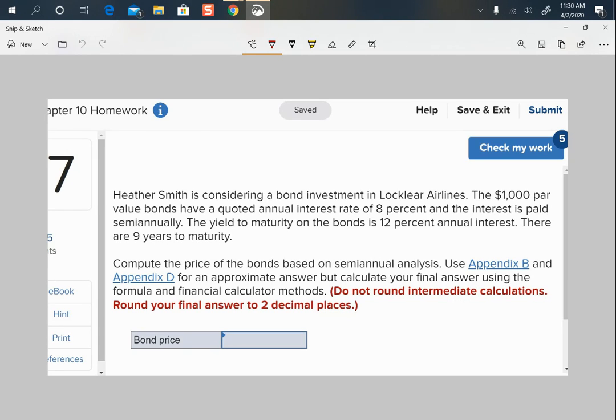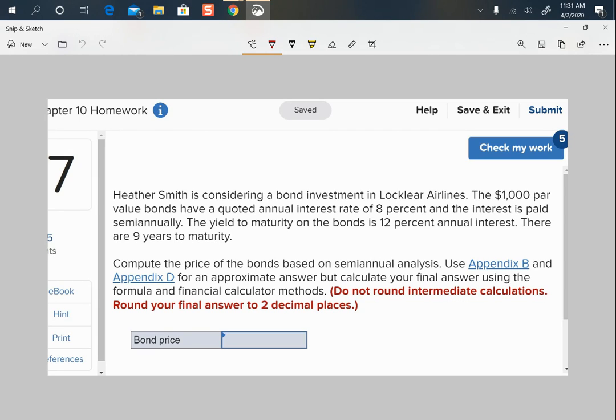So here's an example of an individual who is thinking about investing in a company by buying bonds. The bonds have a par value of $1,000 and they have a quoted, or what we call the nominal or stated, interest rate of 8% per year. But the interest in this case is paid on a semi-annual basis. The yield to maturity on the bonds, which is the market rate today, is 12%.